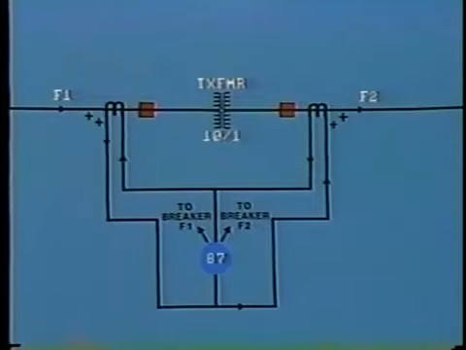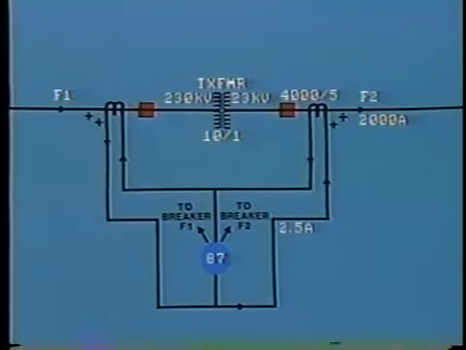In this example, we have a 10-to-1 step-down transformer. That is, from 230 kV down to 23 kV. And for simplicity, we are dealing with the single line diagram. Let's assume that normal load current on the secondary side is 2,000 amps. Then the chosen CT ratio will probably be 4,000 to 5, giving us 2.5 amps in the secondary circuit.